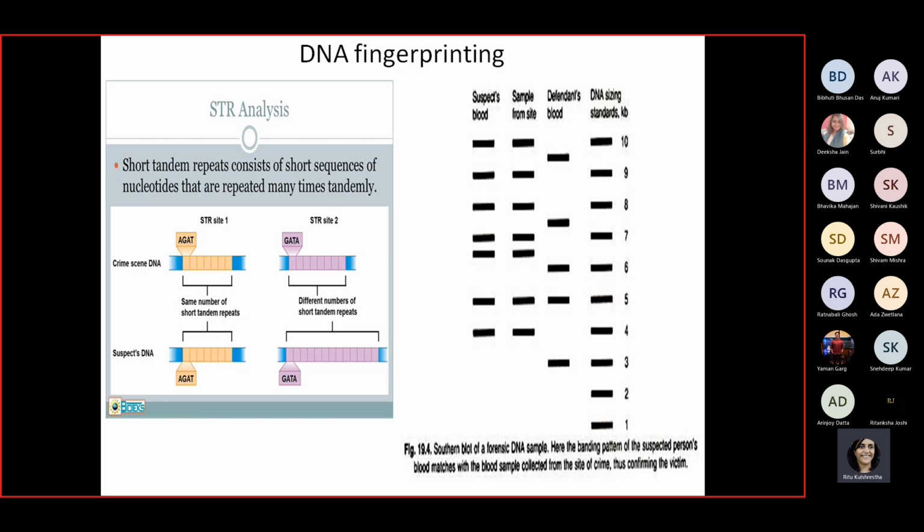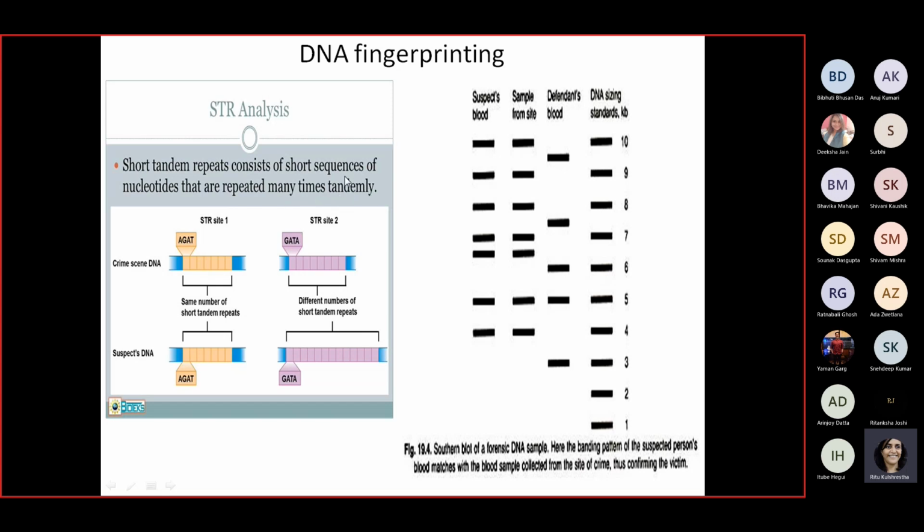So various sizes of repeats, and these repeats are present in tandem, I mean one after another. The ones that I'm talking about right now are short tandem repeats, meaning short sequences of nucleotides that are repeated many times in tandem.